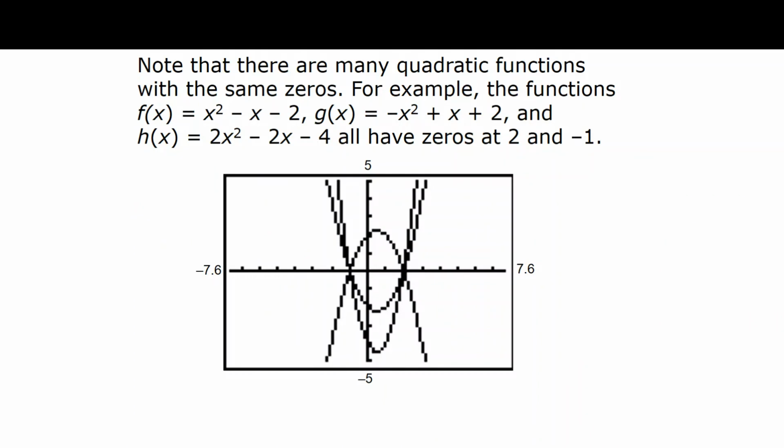One last note that there are many quadratic functions with the same zeros. So each of these different functions actually end up having a 0 at the exact same place. So it's not just one function that can have zeros in the same place. They can look very differently.